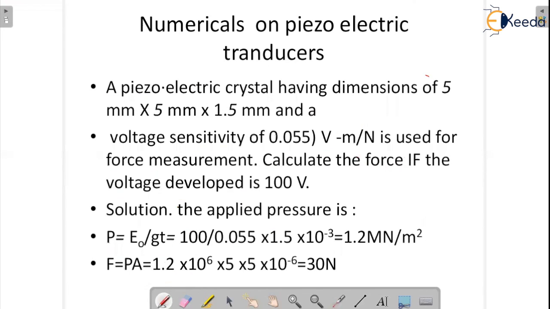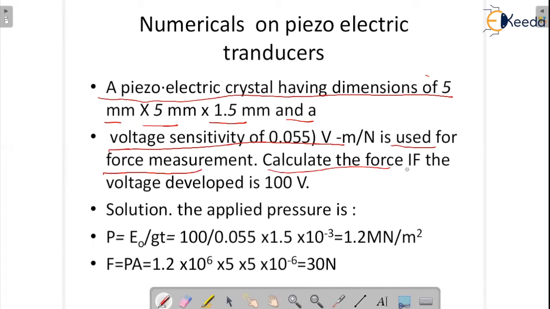Now, I am going for one more problem. A piezoelectric crystal has dimensions of length, breadth and thickness given as 5 mm, 5 mm and the thickness he has given, and a voltage sensitivity of 0.055 volt-meter per Newton, and is used for force measurement. Calculate the force if the voltage developed is 100 volts. The applied pressure p equals E naught by g t. Here the E naught value is given as 100 volts, and the g value is given, and the thickness is given. Then substitute, and you get this answer.